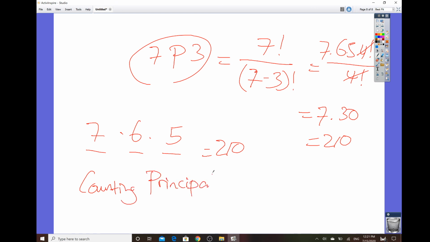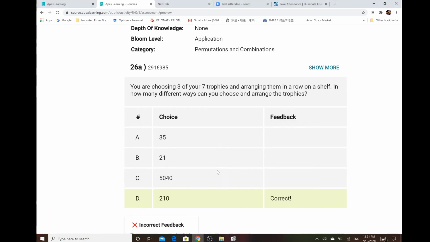Okay, so the counting principle for probability. So let's say you don't know what that formula is. You can always do it this way. Okay, so 3 blanks, because you need to choose 3 trophies for the shelf. Start with the first one, so 7. And then once you pick one, we only got 6 left. And then pick another one, we got 5 left.